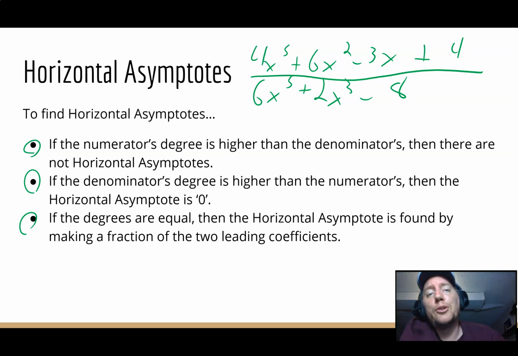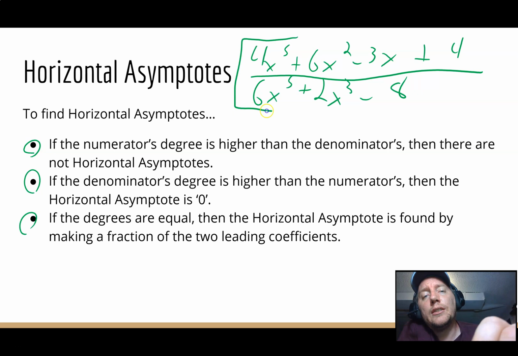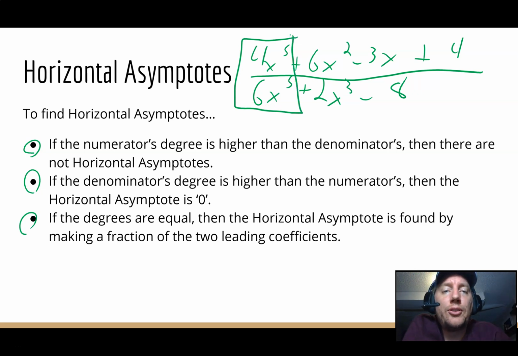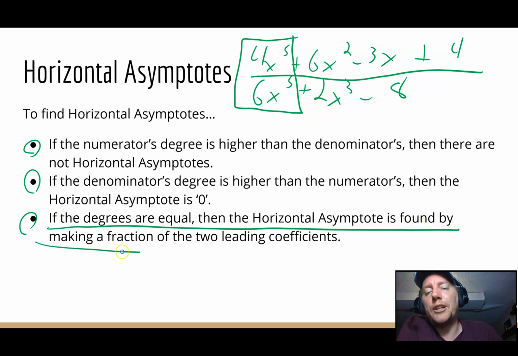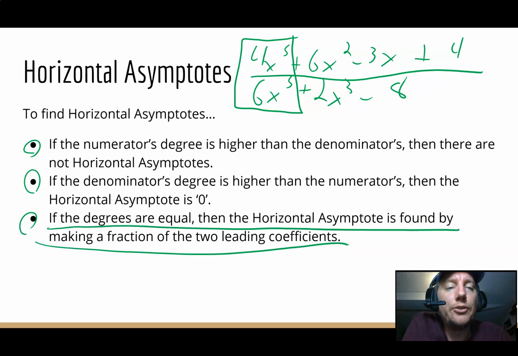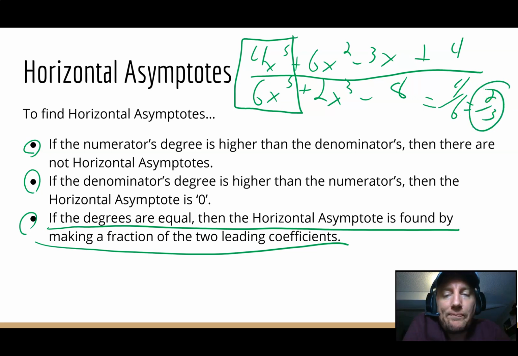All you have to worry about is the highest exponents, and in this case the degrees are equal. So if the degrees are equal, then we make a fraction of the two leading coefficients. So in this case the horizontal asymptote is 4/6 or 2/3. Okay, I care about nothing else with the horizontal asymptote.